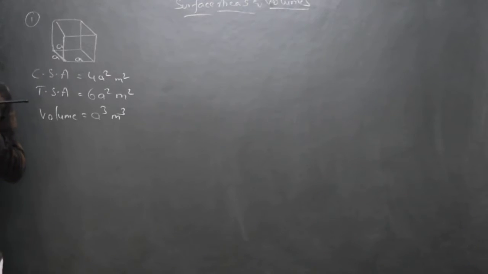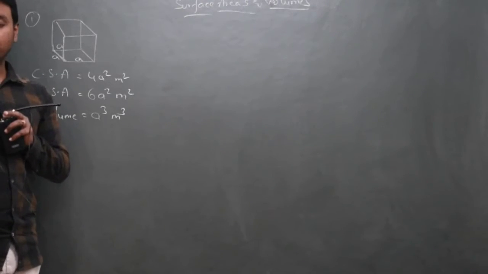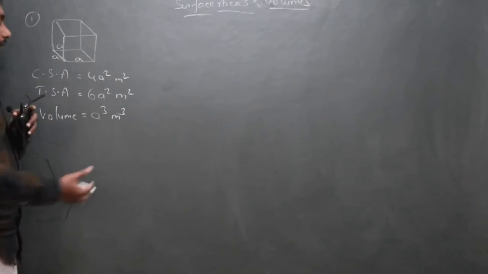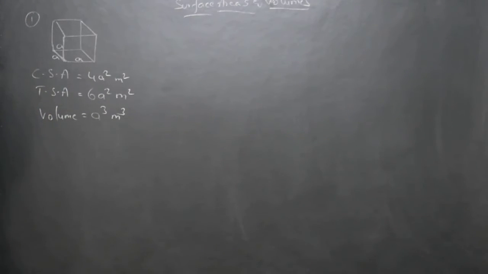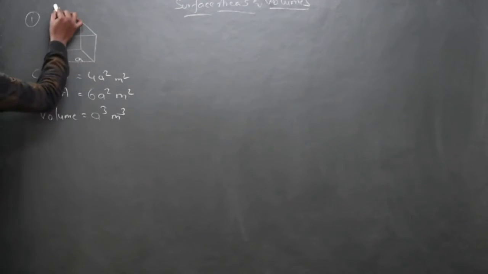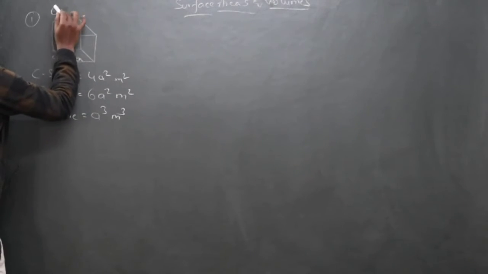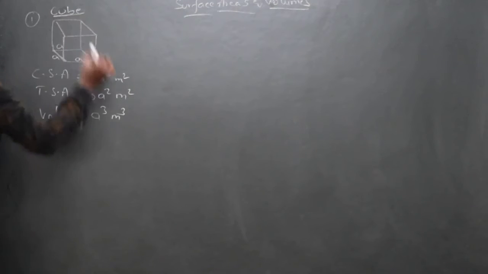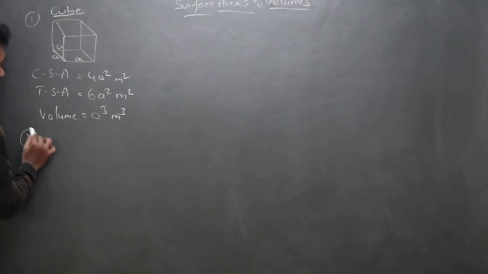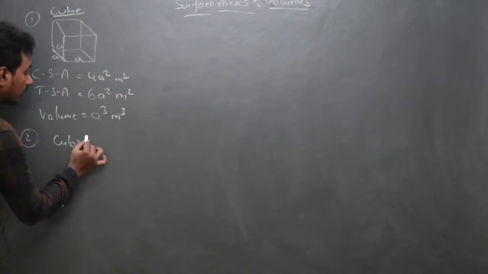That means in a Rubik's cube, how much water you can pour. What is the volume it can hold. That is given by the edge length, A cube. This is the formula for cube. Clear? Now, we have something called a cuboid.